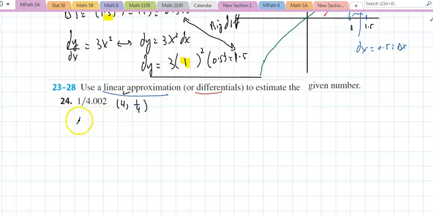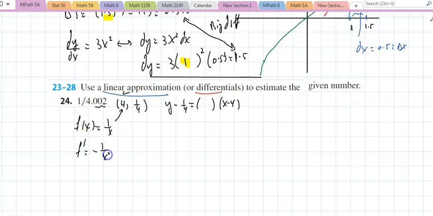So here we're going to say that f of x is actually 1 over x. And we're looking at x equal 4, roughly. And I'll just add the 0.002 at the end. That's not a big deal. Well, if I'm using linear approximation, I'm going to use a straight line. So y minus y1 equals m times x minus x1. There. And I need the slope of the tangent.